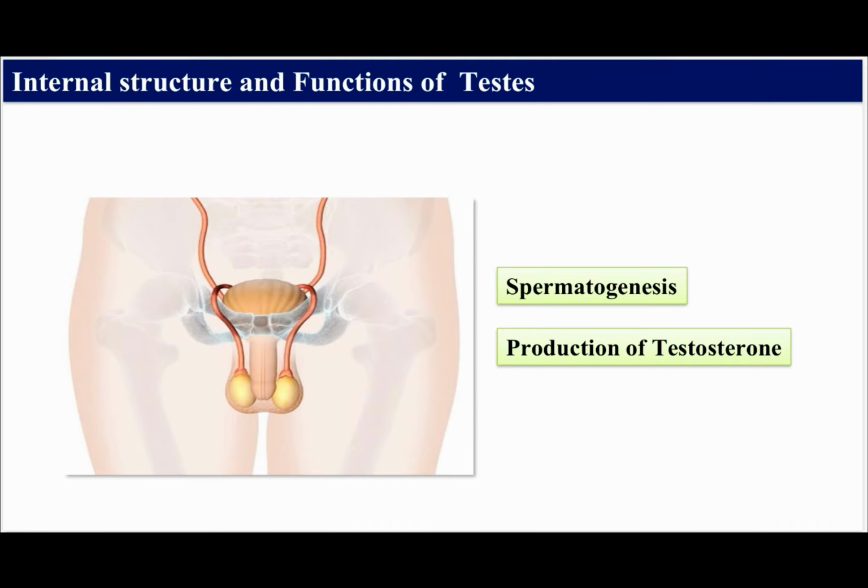Now, we will go through the internal structure and the function of the testis. One is spermatogenesis and another is production of testosterone. Spermatogenesis is the formation of spermatids from the spermatogonial mother cell, and the other function is production of testosterone.